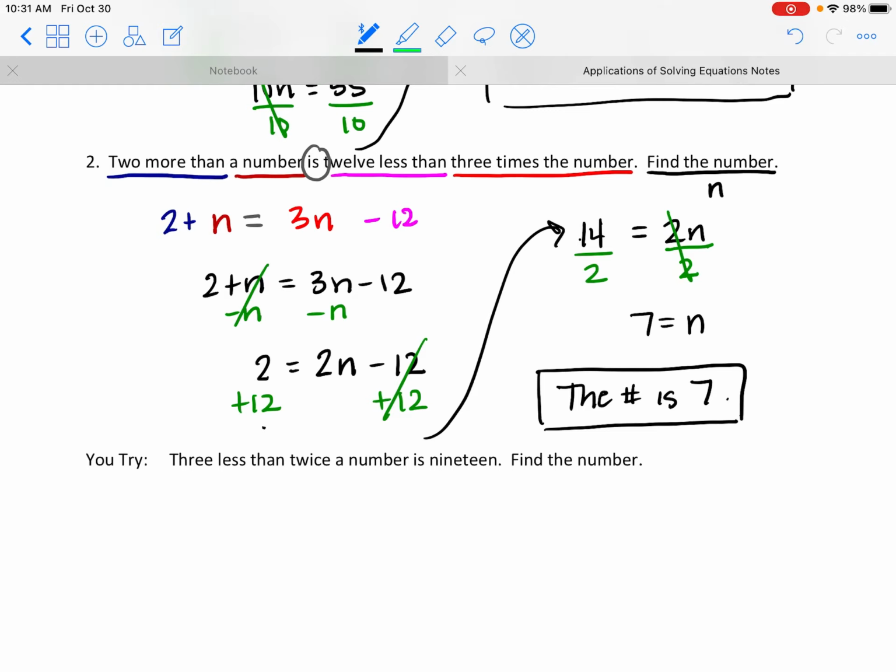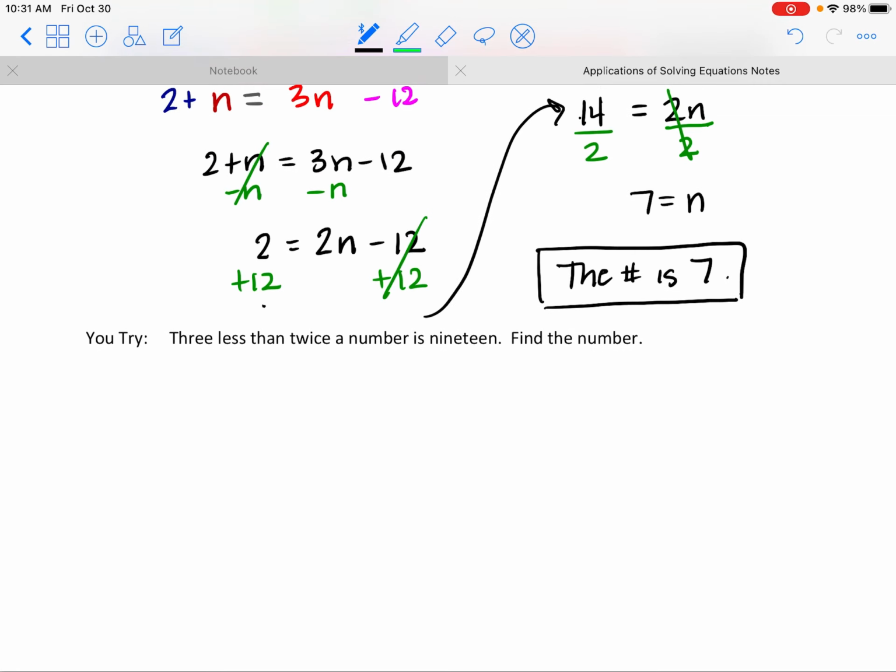All right, there's one here. If you feel like you can do this, then give it a try. Otherwise, it says 3 less than twice a number is 19, and our job again is to find the number. So just for some variety, I'm going to call my number x this time. Again, you can use whatever variable you want.